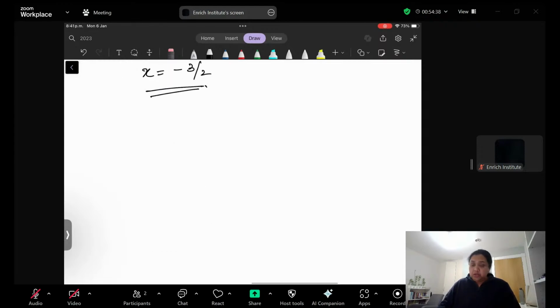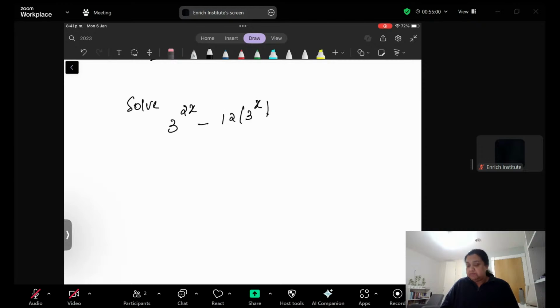Now, the next type of questions you get. This is also again an exam question model. Solve. Okay, it's all solution solving. Solve 3 to the power of 2x minus 12 into 3 to the power of x plus 27 is equal to 0. So you're going to get a question like this.